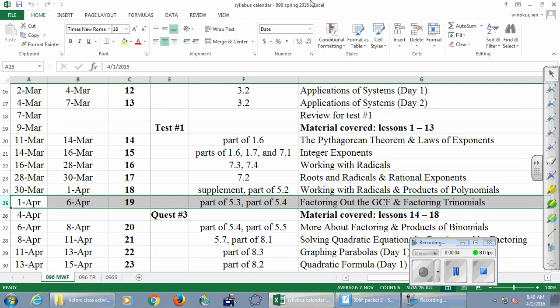Okay, welcome back. Happy Friday. Today we are going to cover something called factoring out the greatest common factor and factoring trinomials.